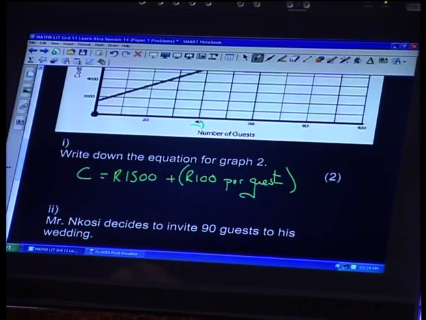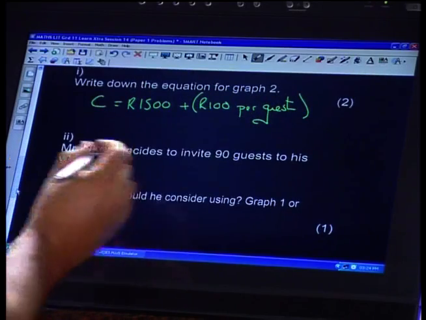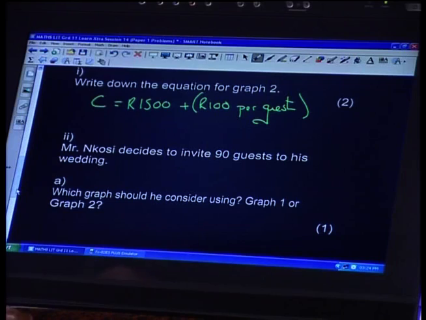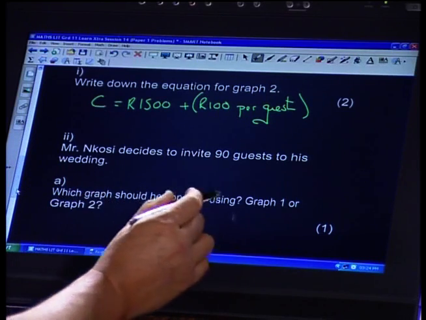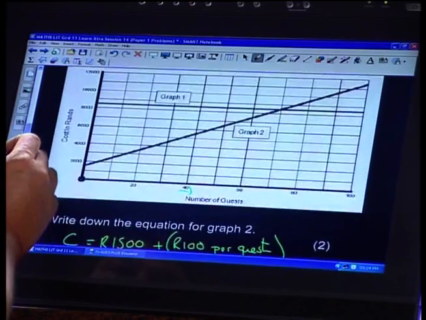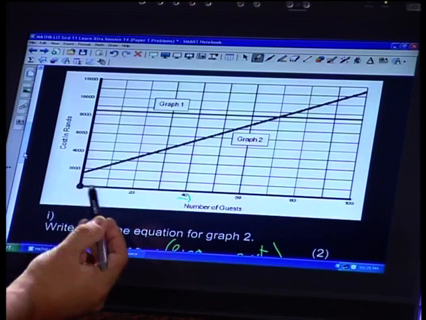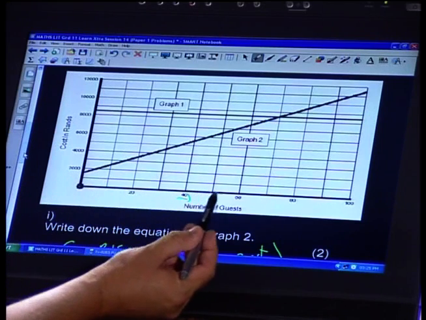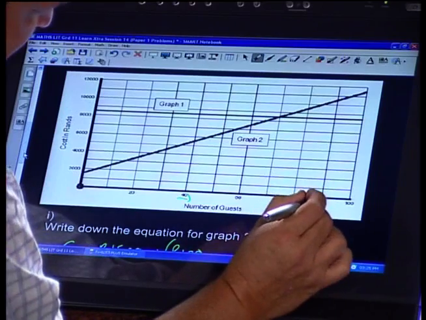Okay? Now, Mr. Nkosi decides to invite 90 guests to his wedding. Which graph should he consider using? Graph 1 or graph 2? Let's have a look at it. He's going to have 90 people. So I've got 10, 20, 30, 40, 50, 60, 70, 80, 90. Here's 90.